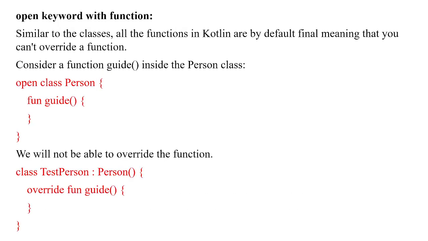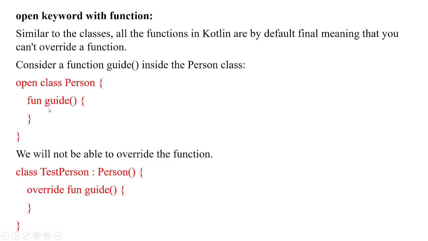Open keyword with function. Now we will discuss how we can use the open keyword with our function declaration. Similar to classes, all the functions in Kotlin are final by default, meaning that we cannot override a function in its child class without the open keyword. Consider a function guide inside a Person class. We have declared a class named Person, and it is an open class.